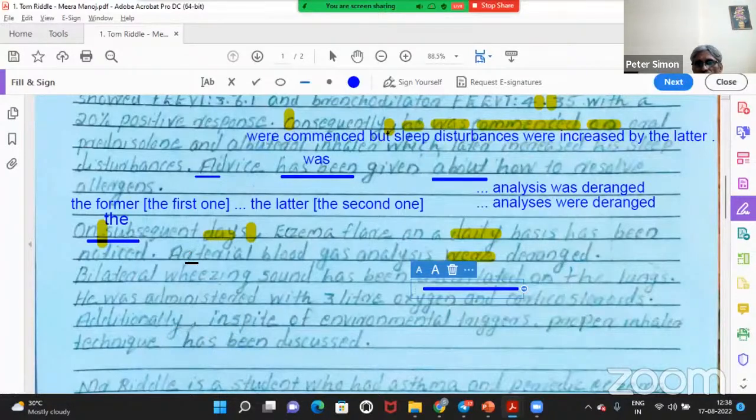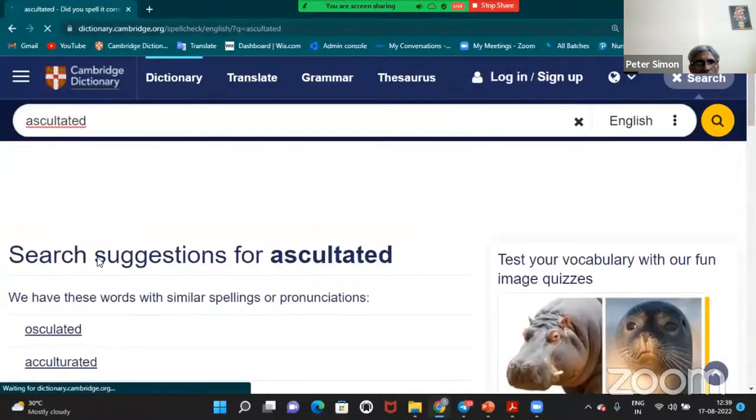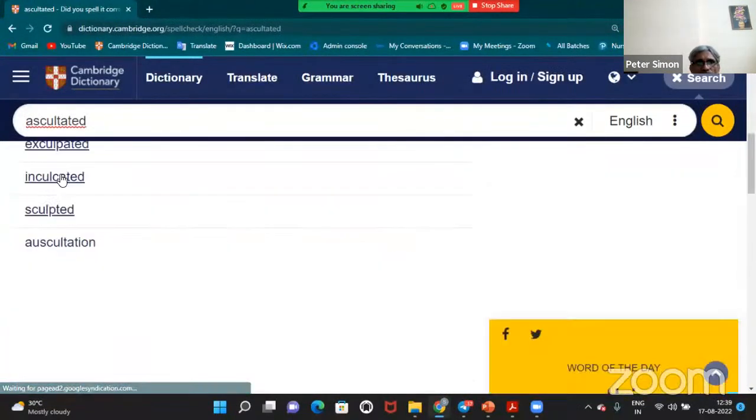Next one. Arterial blood gas analysis or analyses. Bilateral wheezing sound has been auscultated. What is the spelling of auscultated? A-S-C-U-L-T-A-T-E-D. So that is the spelling you have written. Okay. So is it auscultated? Auscultation. Yeah, this is it.